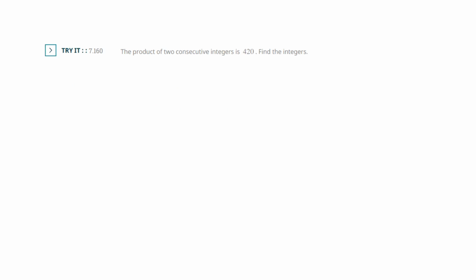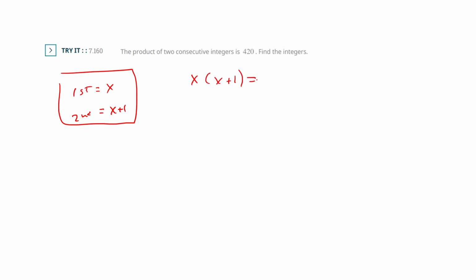Okay, really recommend you pause and try it. I think the factoring is probably the hardest part of this. But I'm going to get started. Okay, the dictionary for consecutive integers is always going to be the same. So I've got x times x plus 1 is 420.